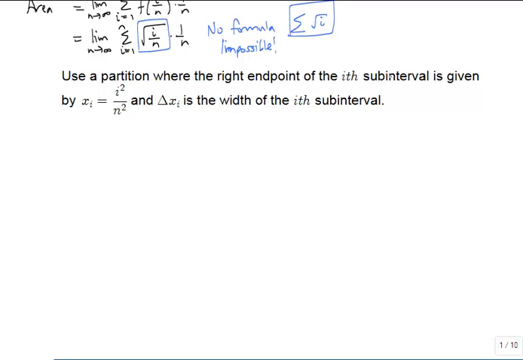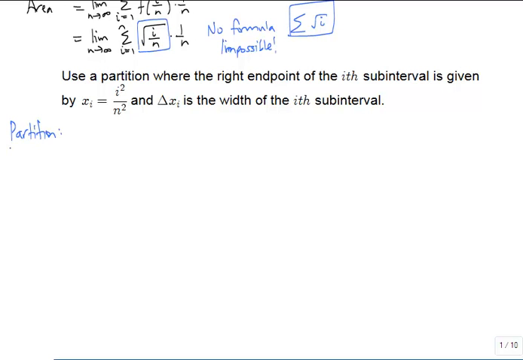We're no longer going to have this delta x always being 1 over n. Instead, these widths are going to be changing, and our right endpoints are going to be determined by this formula, i squared over n squared. So let's write out what our partition looks like so you can get an idea of what it is going to have as its partition.